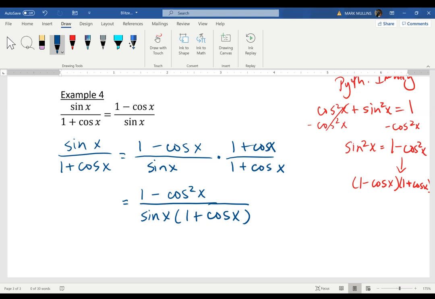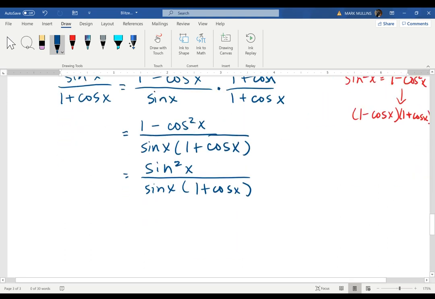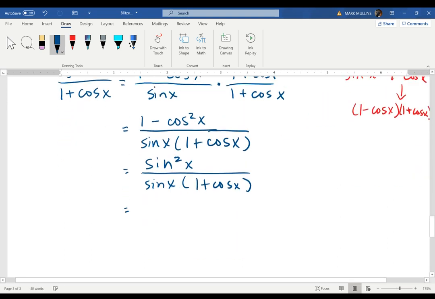And then I'm going to go ahead and substitute now, like we planned on doing with the Pythagorean identity. So the numerator is going to be sine squared x. Oh, I can kind of see where we're going now. This is that 1 plus cosine x I want in the denominator. I've got a factor of sine that I can reduce by. So let's go ahead and do that.